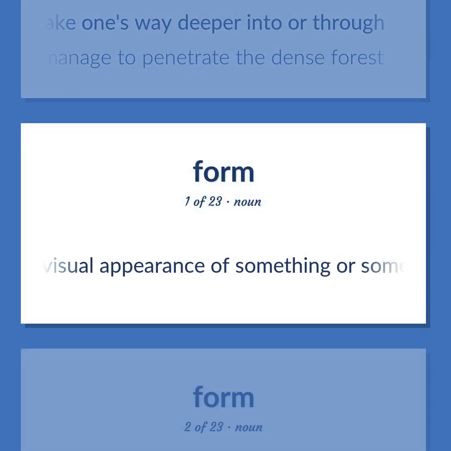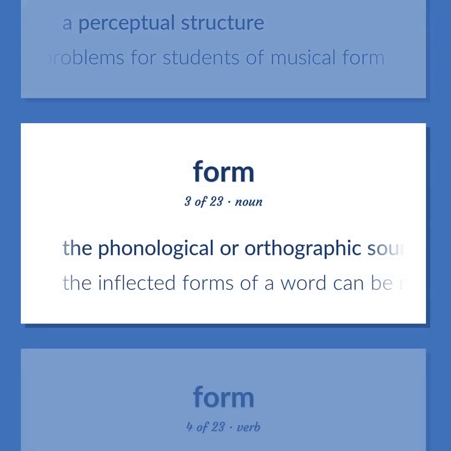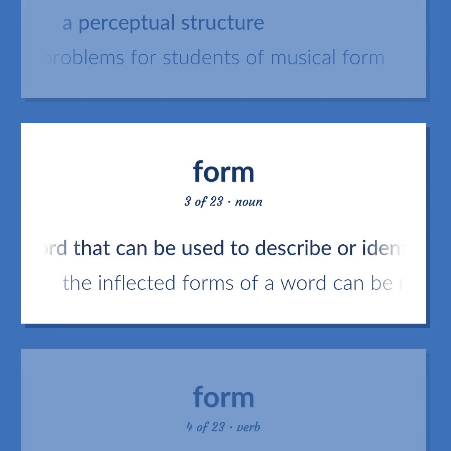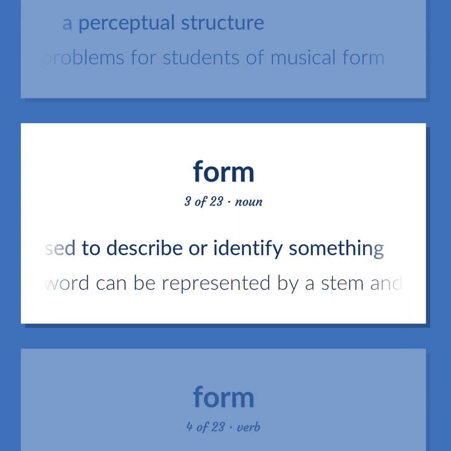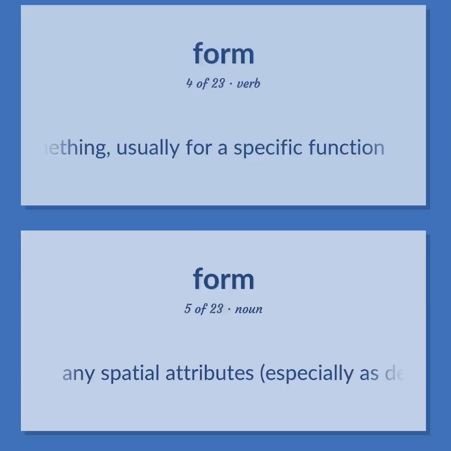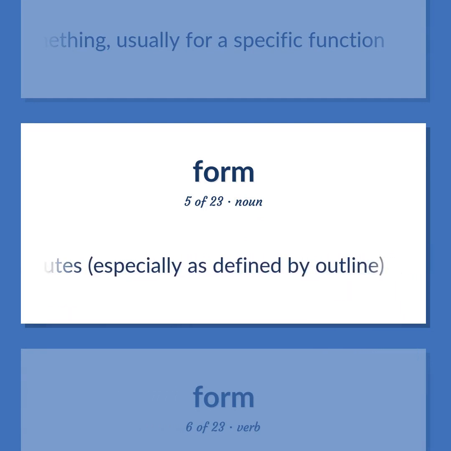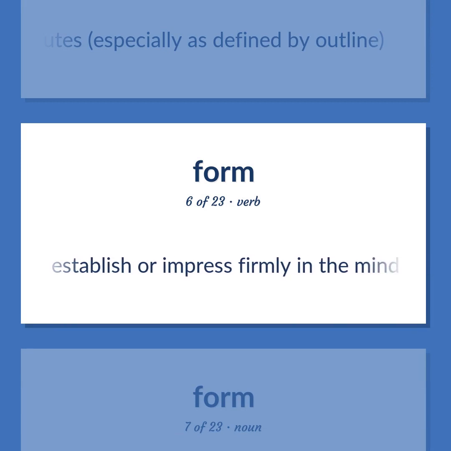The visual appearance of something or someone. A perceptual structure. The composition presents problems for students of musical form. The phonological or orthographic sound or appearance of a word that can be used to describe or identify something. The inflected forms of a word can be represented by a stem in a list of inflections to be attached. Make something, usually for a specific function. Any spatial attributes, especially as defined by outline. Establish or impress firmly in the mind.